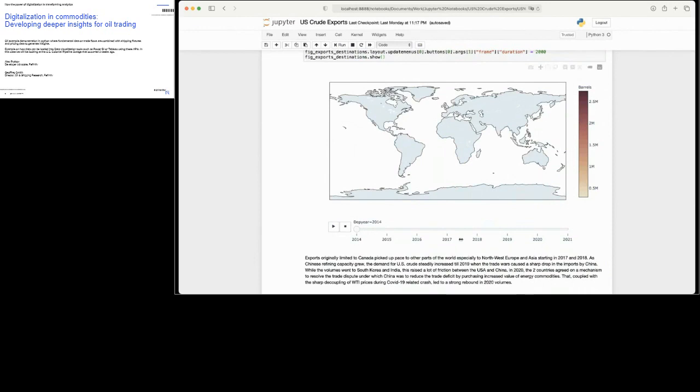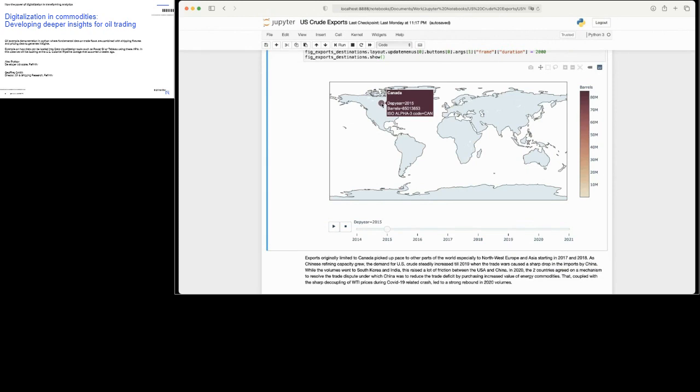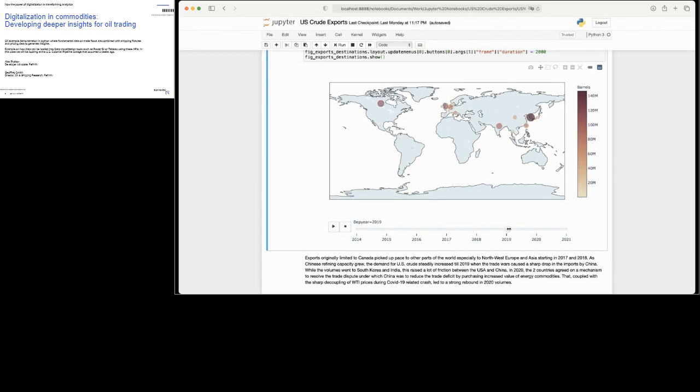Here, I'm putting on the map the country destinations of US crude. Exports that were originally, back in 2015, pretty much limited to Canada picked up pace to other parts of the world, especially to Northwest Europe and Asia, starting in 2017 and 2018. As Chinese refining capacity grew, the demand for US crude steadily increased until 2019, when trade wars caused a sharp drop in the imports by China.